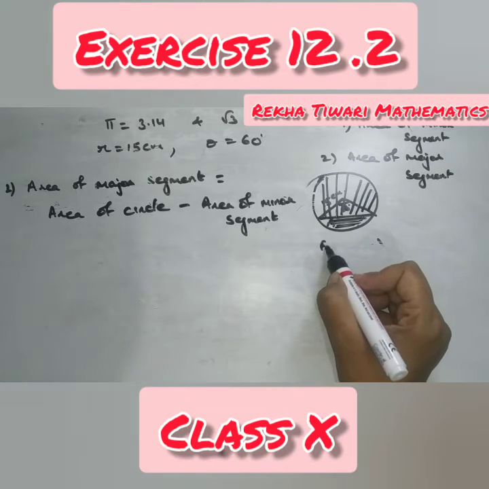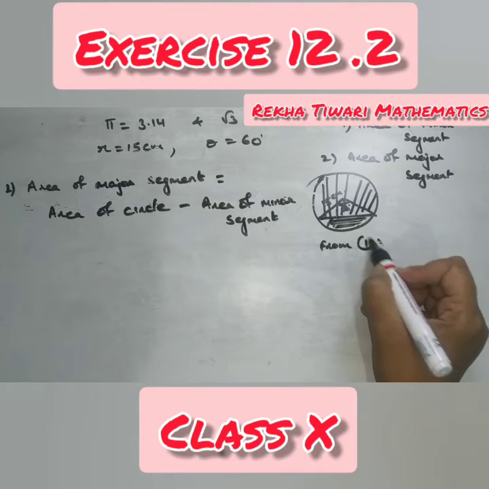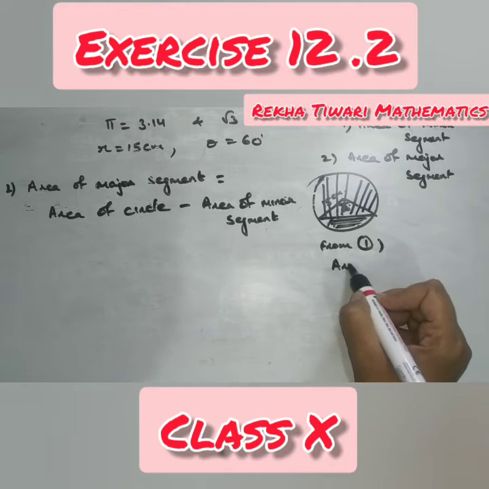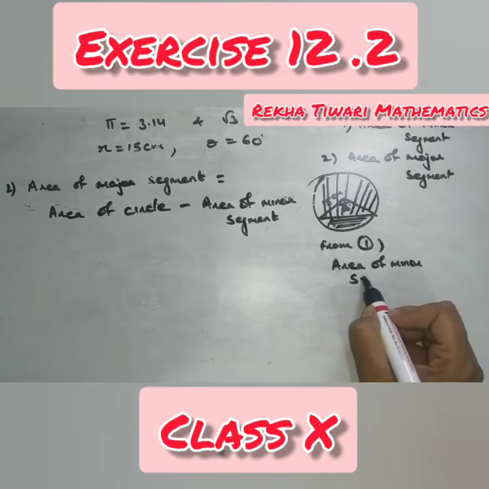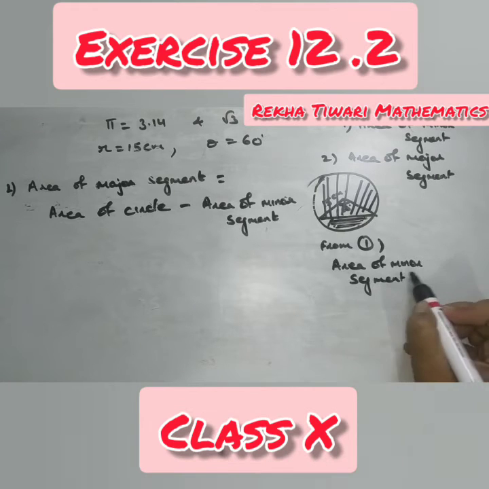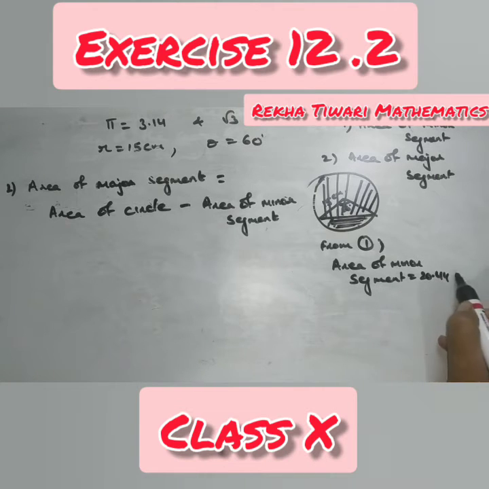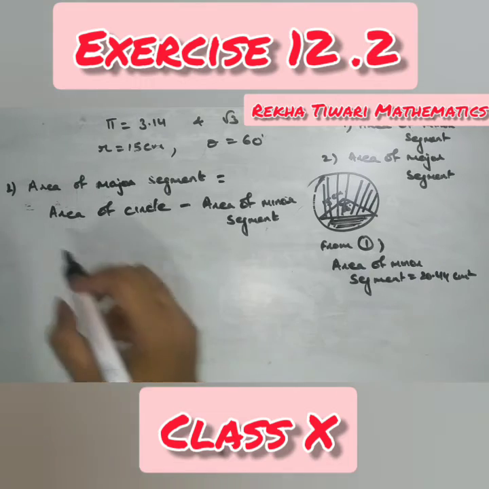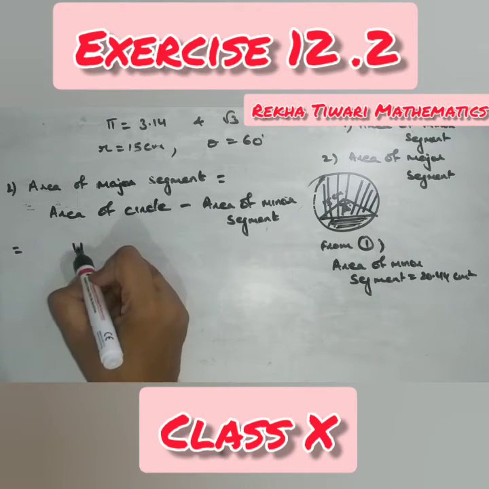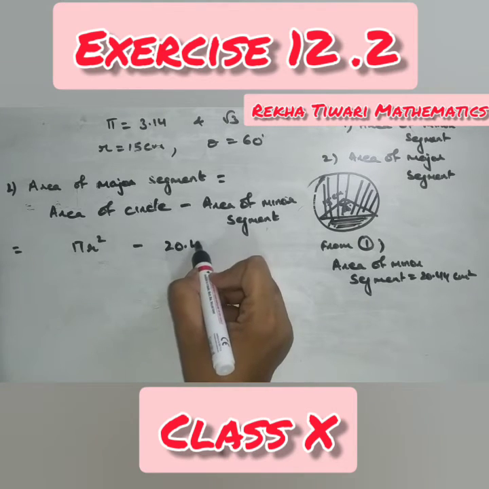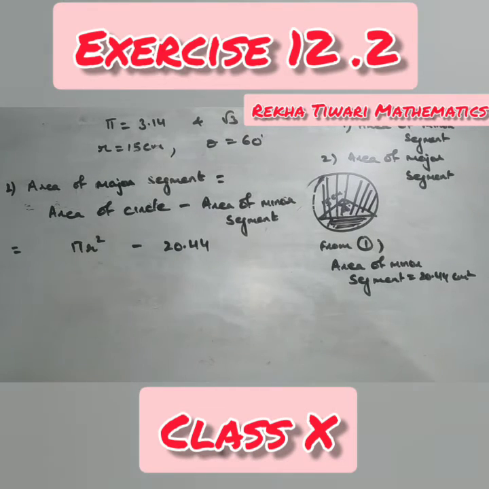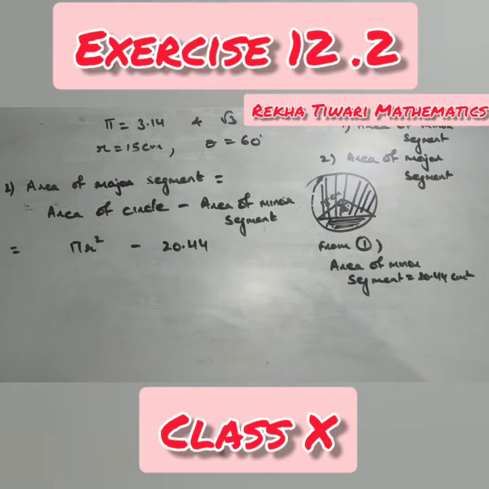Now, from first part, what is area of minor segment? This is 20.44 centimeter square. So we are going to use this. Put down area of circle is pi r square minus area of minor segment is 20.44. So no need to calculate again because the same question is given to you. So no need to find again.